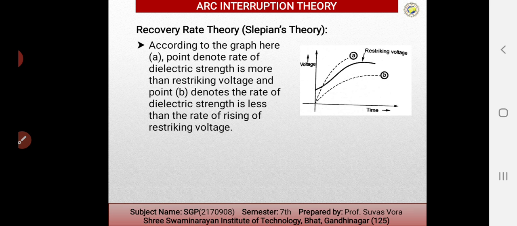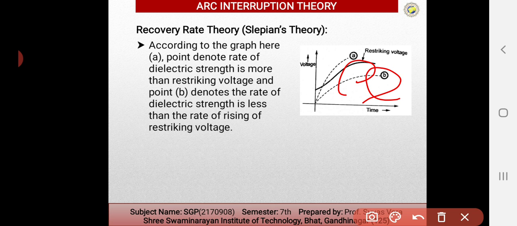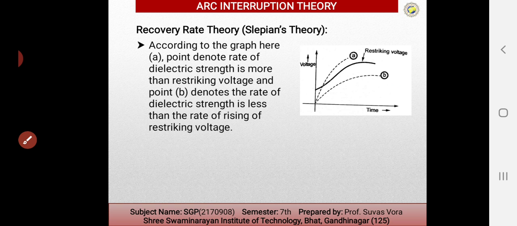According to the graph, you can see in the first part, at the dotted line A, the rate of dielectric strength is more than the restriking voltage, and at the dotted line B, the rate of dielectric strength is less than the rate of rise of restriking voltage. So these are the values of the restriking voltage.